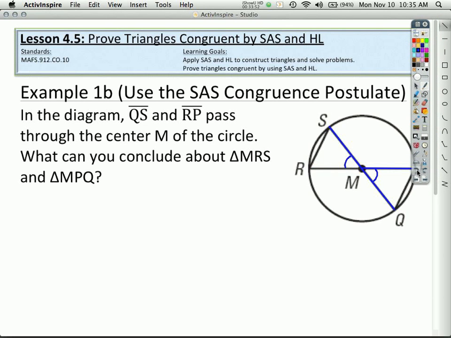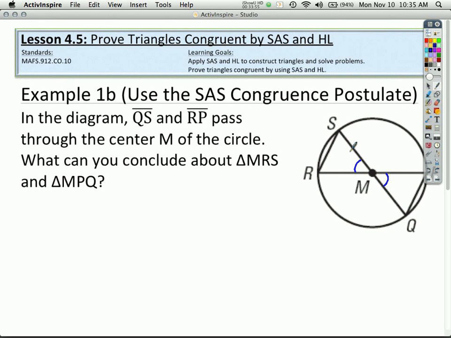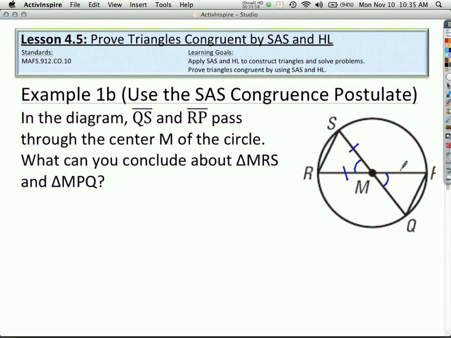So we can actually go a step further and say this. That's congruent to that, and also congruent to that, and that. And because they're all congruent, we have now shown side, angle, side. And so we can absolutely conclude that the 2 triangles are congruent. Triangle MRS is absolutely congruent to triangle MPQ.